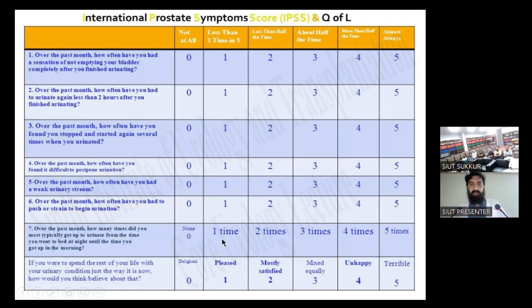And this is 1 time, 2 times, 3 times, 4 times, or 5 times. More than 5 times is grade 5. And quality of life scoring: if you were to spend the rest of your life with the urinary condition just the way it is now, how would you feel about that? Delighted 0, pleased 1, mostly satisfied, mixed, unhappy, and terrible. Okay, this is the quality of life score.